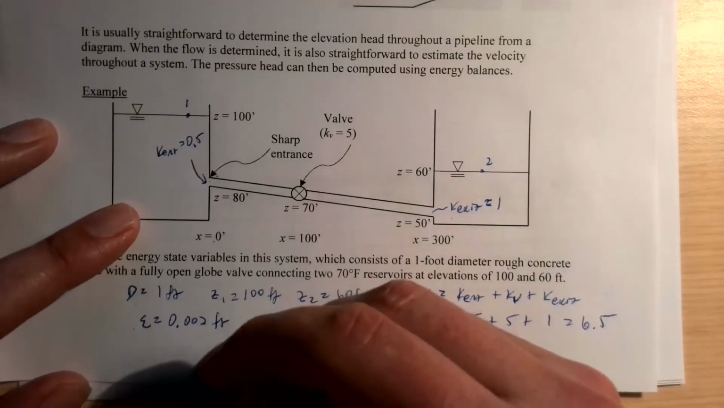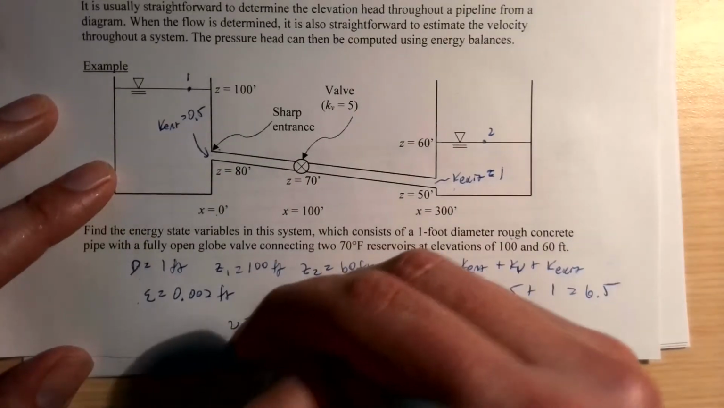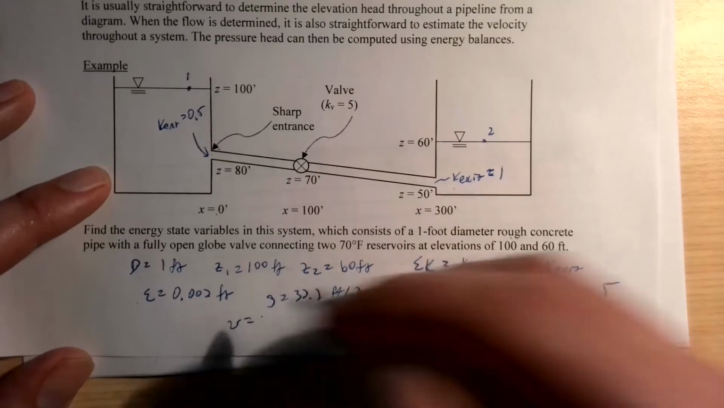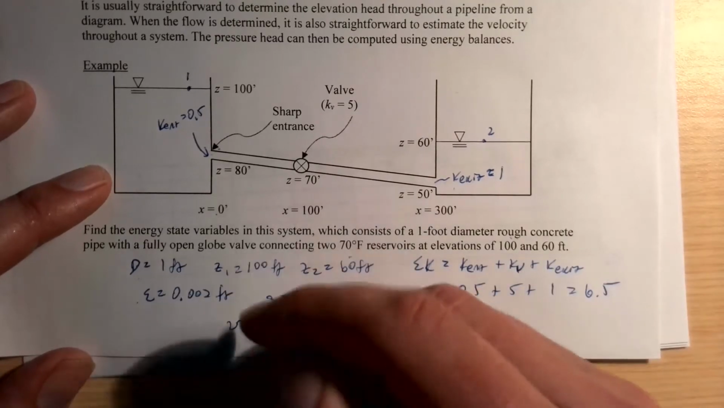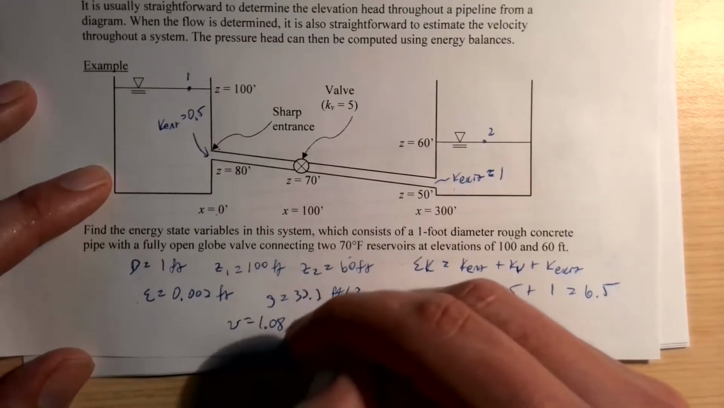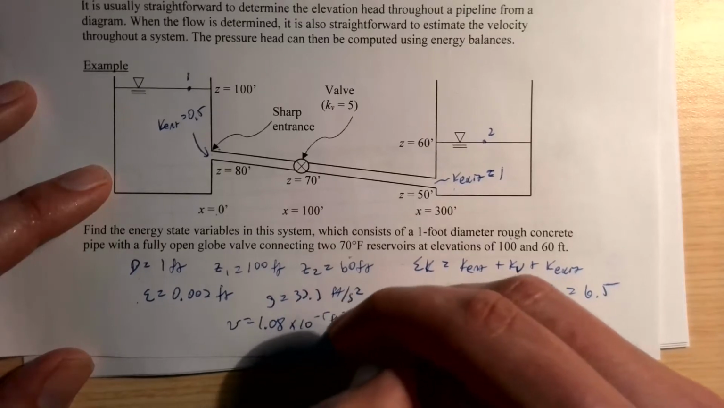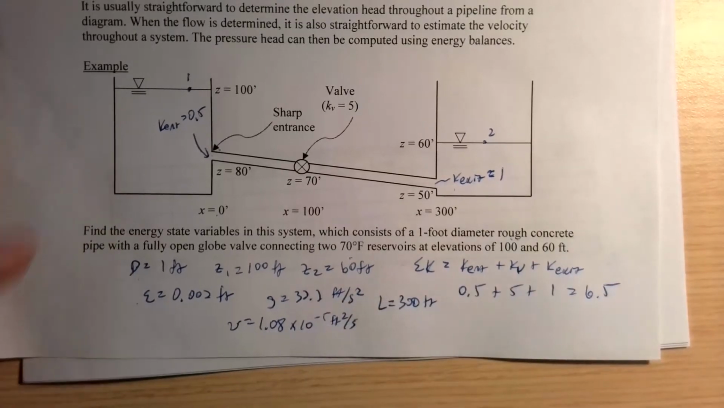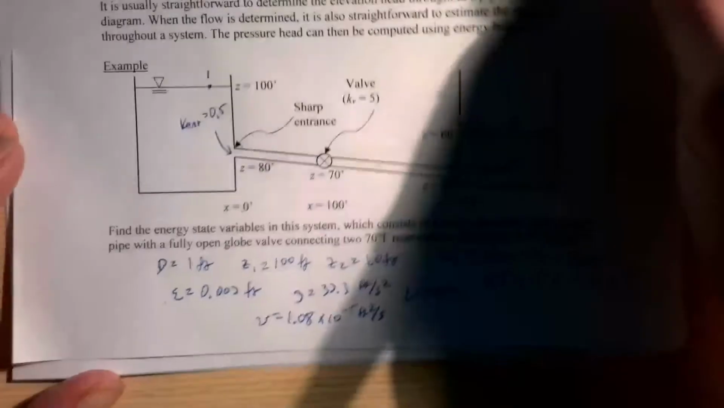Kinematic viscosity we're going to need, and we're just told it's regular water at typical conditions, so 1.08 times 10 to the minus fifth feet squared per second. Again, this is something you can look up in your table. And I think that is everything we need to do this. All right, so that's all the givens I've written down. Go to the next page here.